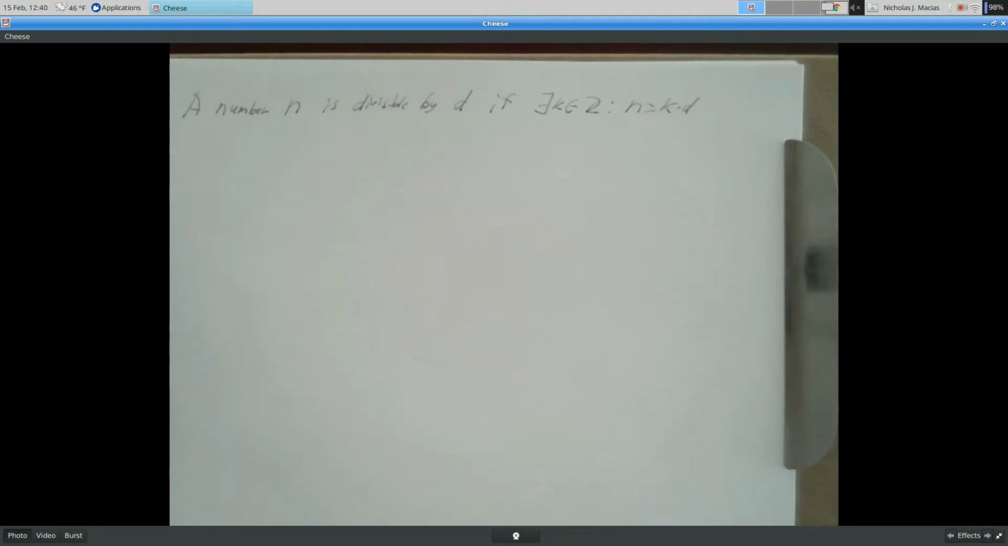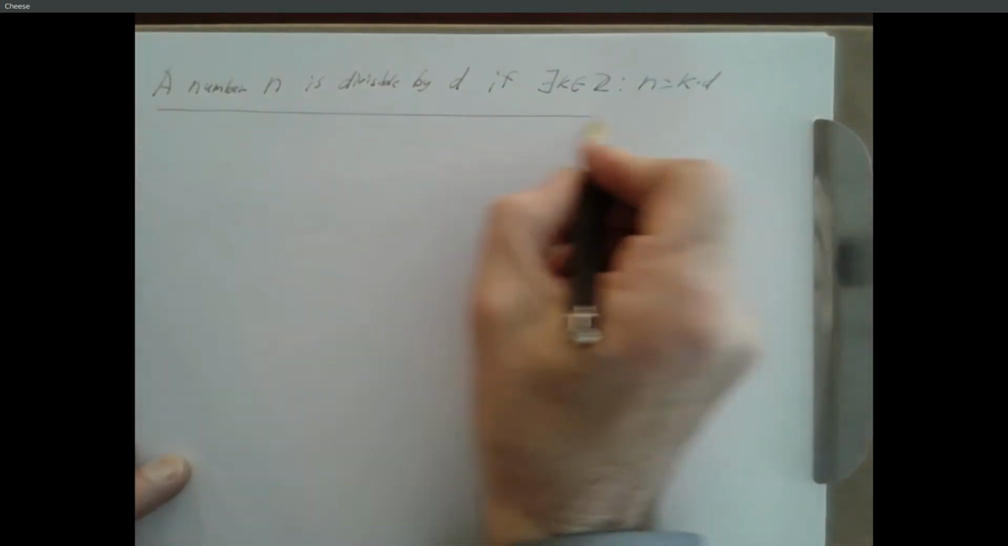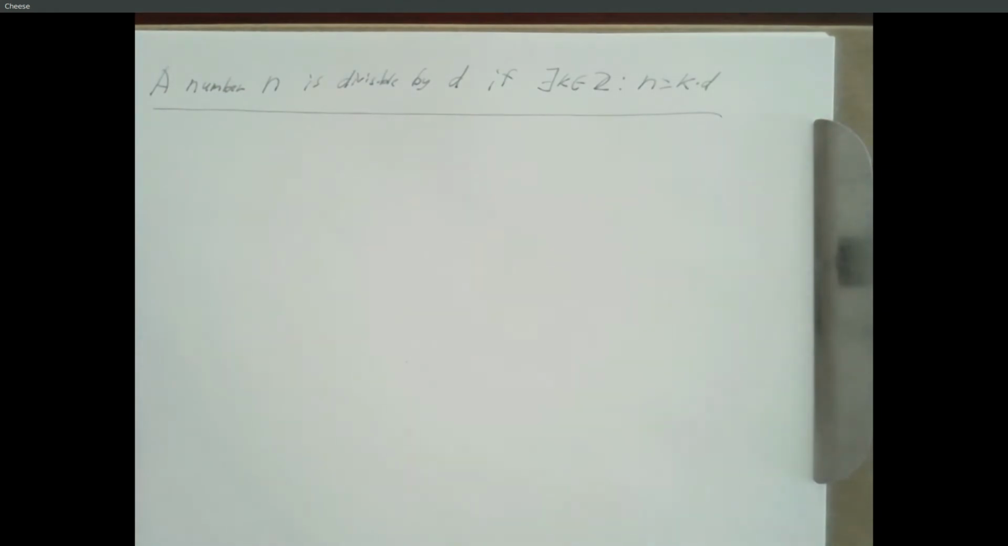So 10 is divisible by 5 because we can write 10 as 5 times something. 21 is divisible by 3 because we can write 21 as 3 times something. Okay, 21 is not divisible by 5 because we can't write 21 as 5 times some integer. It's 5 times 4 and a quarter, but it's not 5 times an integer. So from this one definition, we're going to get a whole lot of stuff that comes out of it.